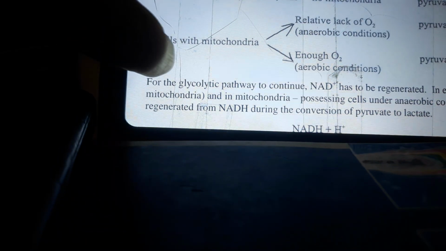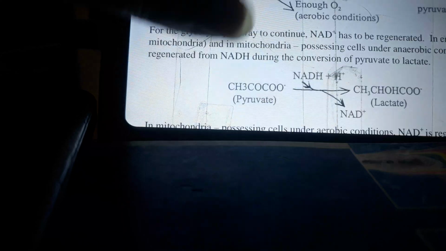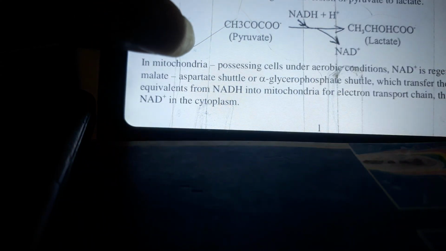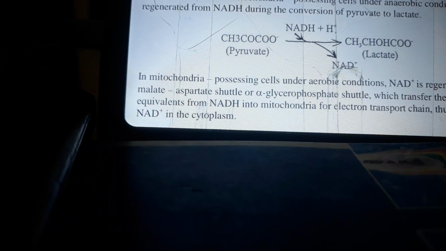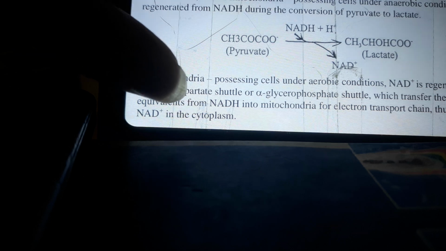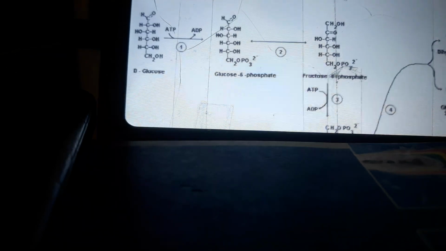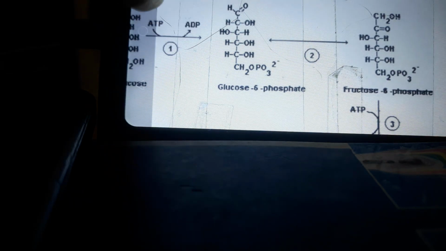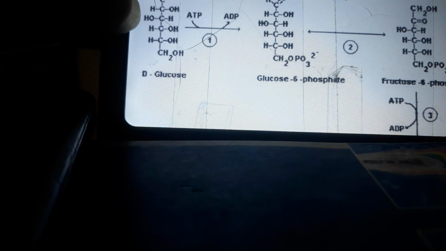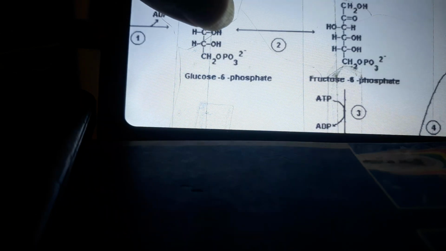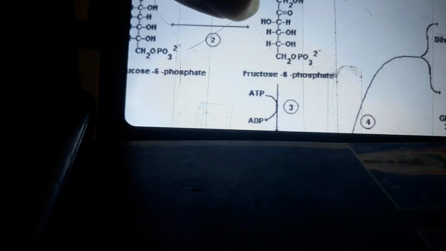All right, and this is the formula of pyruvate being converted to lactate, right? And this is the effective cycle that we just spoke of, the conversion of glucose in its various stages. See, glucose, that's a glucose 6-phosphate, fructose 6-phosphate, right?